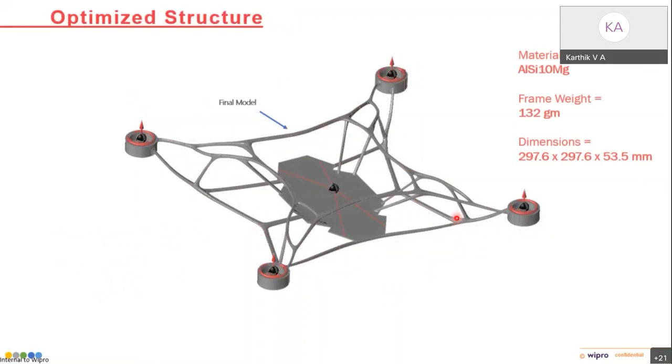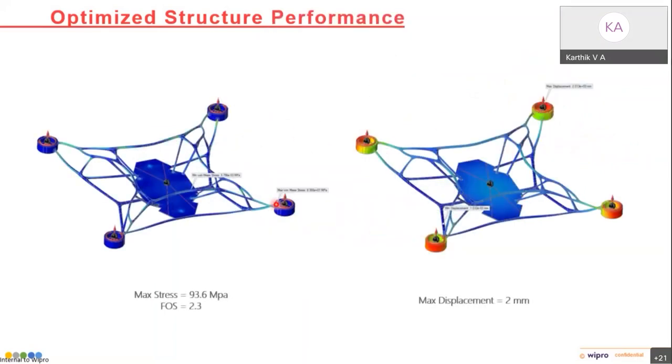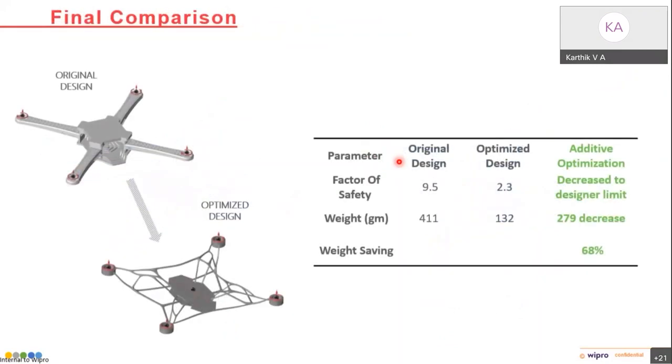As a result, we went with the final model, and we found that the material, since AL6061 was used for conventional fabrication, AlSi10Mg was a suitable replacement for additive manufacturing. We found that we reduced the weight from roughly 411 grams to around 132 grams, mainly because the material has been reduced. We have increased the height, but we have made the dimensions almost the same as well. And further, when we went ahead with the structural analysis of the component, we found that the max stress is 93.6, whereas the factor of safety from 9-point change has been brought down to 2.03. And the displacement is a bit high in this case, 2 mm, which is acceptable for the motor mobility and for motor operation.